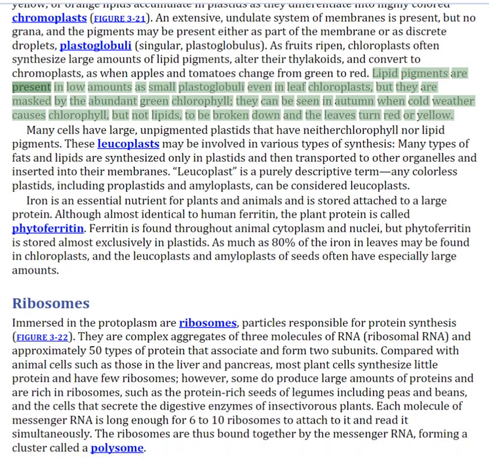Lipid pigments are present in low amounts as small plastoglobuli even in leaf chloroplasts, but they are masked by the abundant green chlorophyll. They can be seen in autumn when cold weather causes chlorophyll, but not lipids, to be broken down and the leaves turn red or yellow.